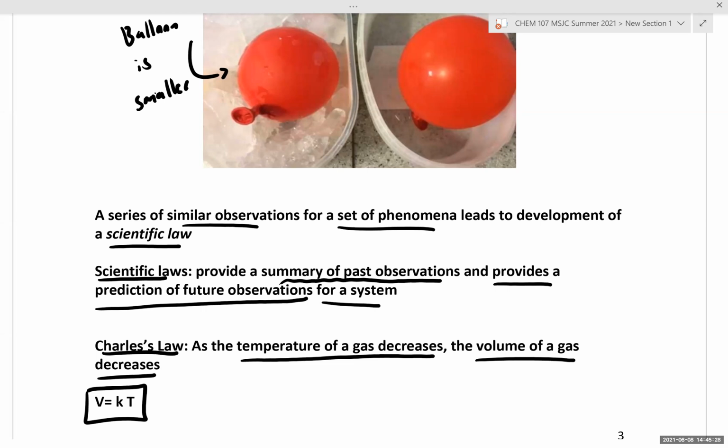Does everyone understand this idea of observations and scientific laws? So observations are a collection of data or descriptions of the world around us, while a scientific law is a culmination and a summary of observations that has predictive power.